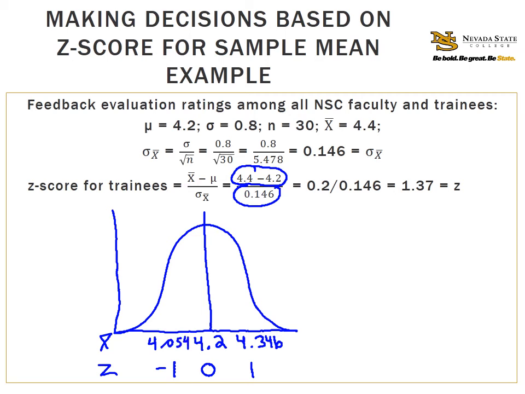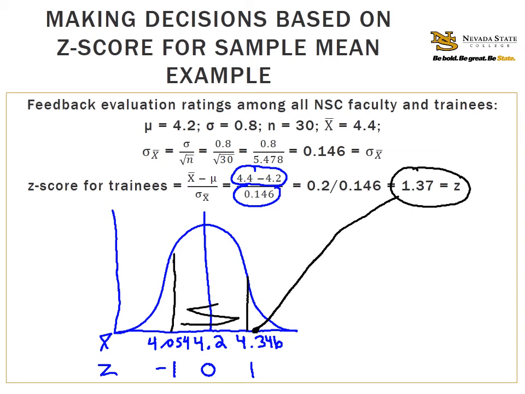And our z-score here, we're going to make it black, of our sample mean would be right about here-ish, right? So just due to chance, most of our sample means will fall between 4.054 and 4.346. So this sample mean of 4.4, I'm kind of out of room here, it'd be like 1.37, 4.4.